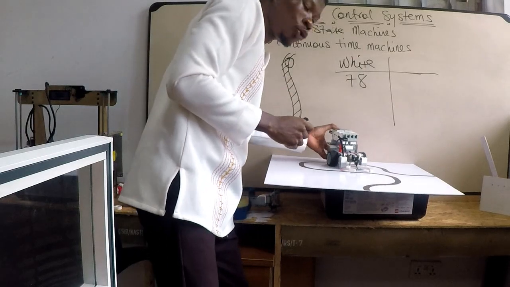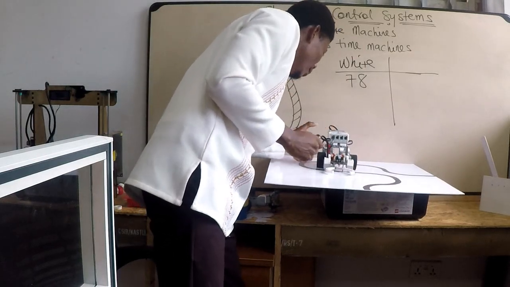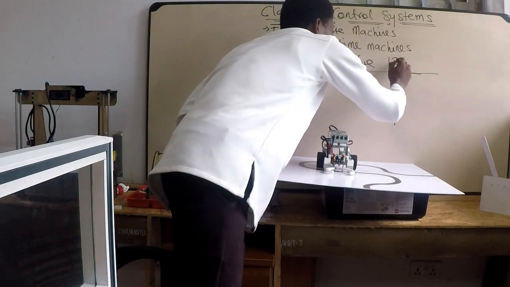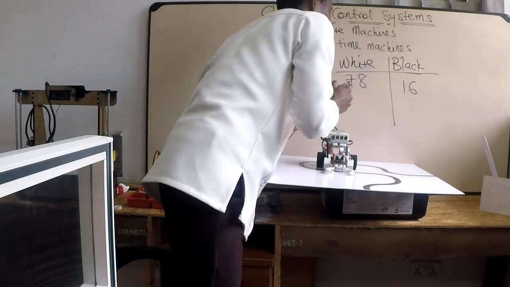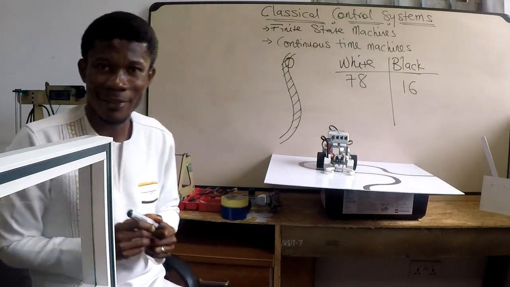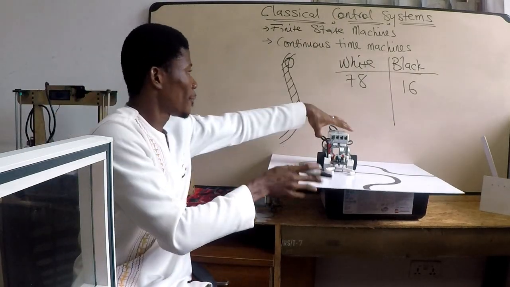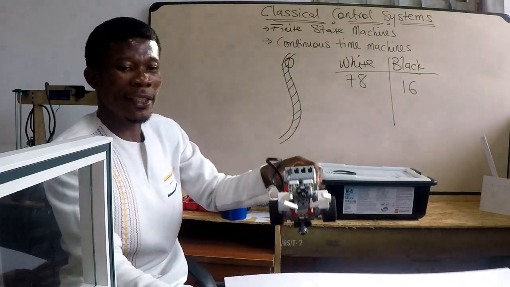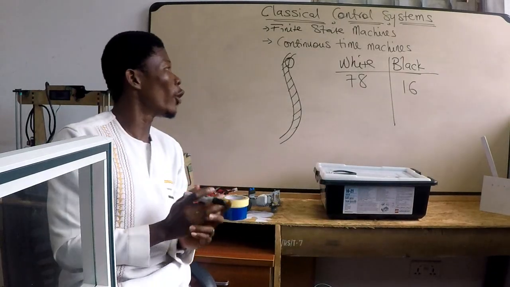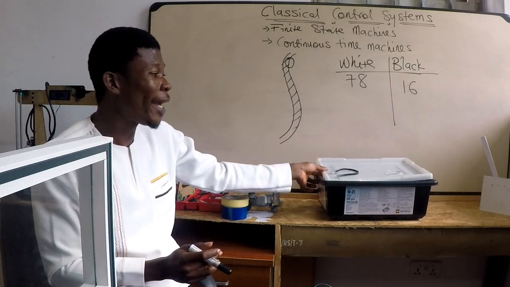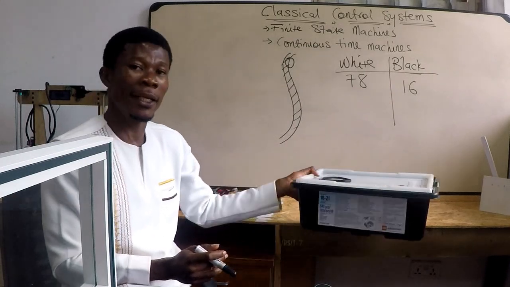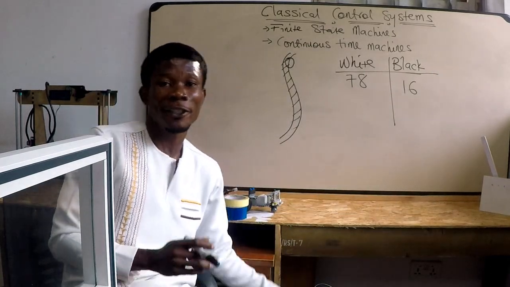I'll move the robot to the black part of the mat, and I am recording 16% reflection. So let's look at this. This is how the light sensor is behaving on the current map that we have. We want to program the robot to make a decision as to whether it is supposed to turn right, left, move forward.